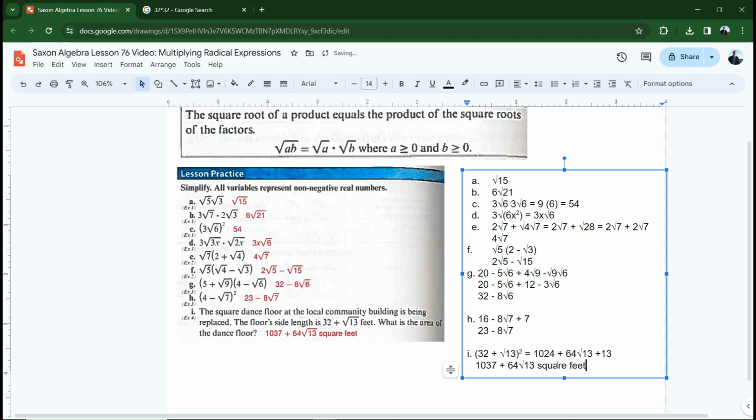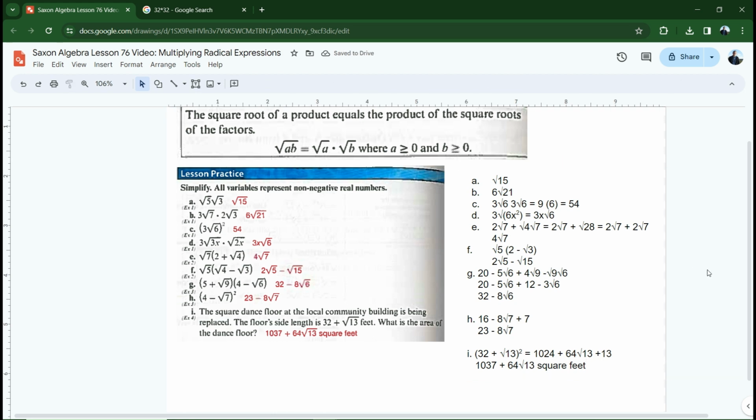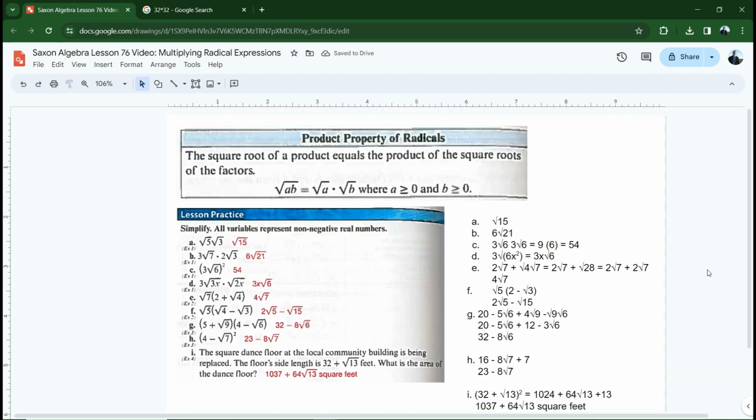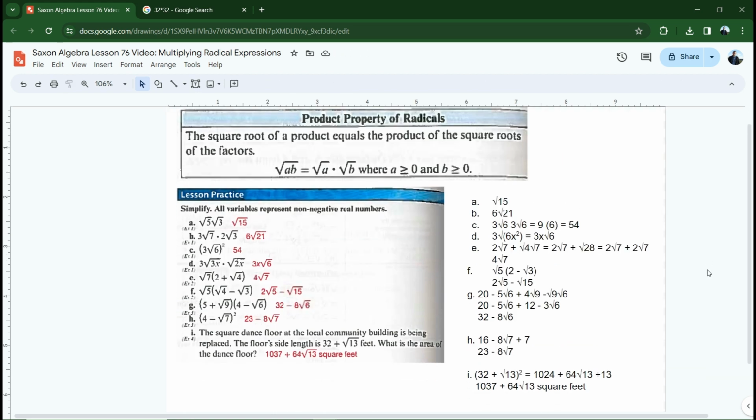All right, now you know how to do these problems involving multiplying radicals. You should be able to do numbers 1 through 30 for next time.